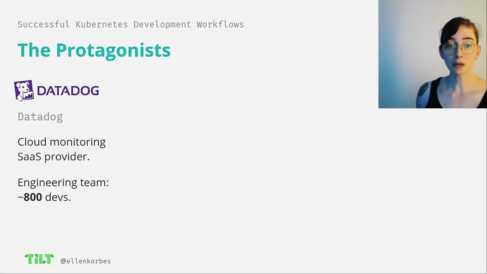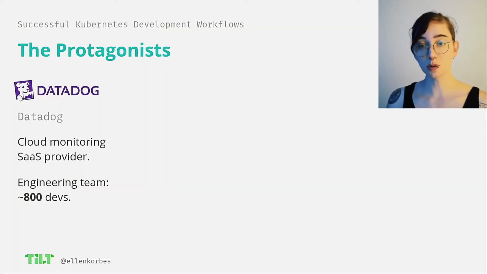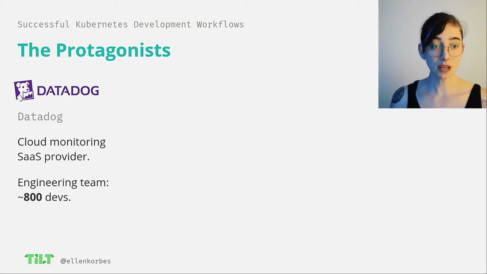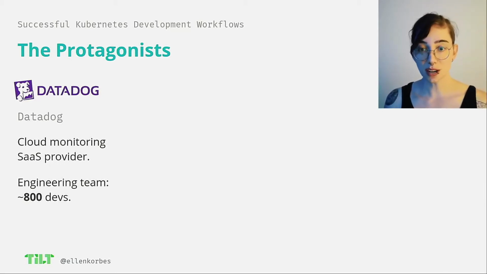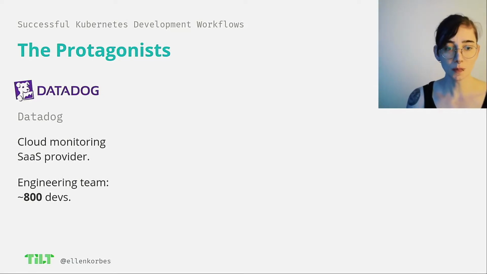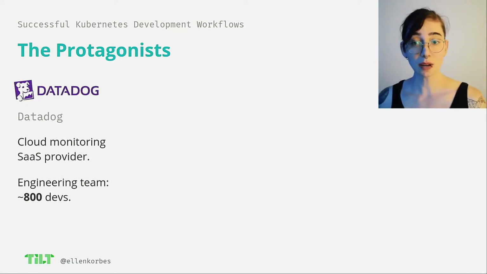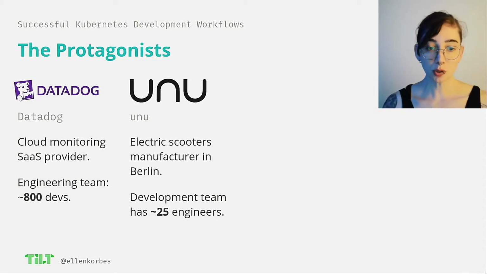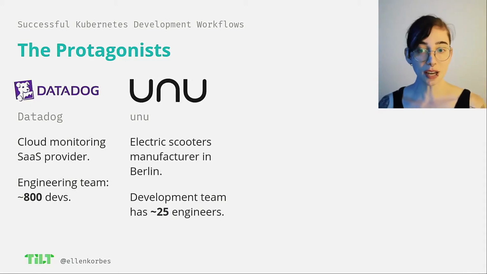I'm going to tell you about how these groups fixed those problems. One is Datadog, a cloud monitoring SaaS provider. I'm sure most of you know Datadog. Their engineering team has about 800 developers. I'm going to talk about Uno, which is a smaller but not tiny company.